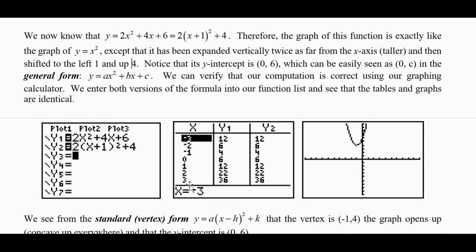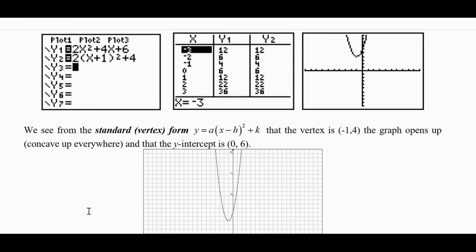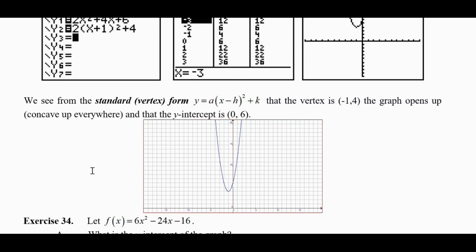We can check that we did it right by putting both versions in our calculator and making sure the tables match, and there's the graph. So (negative 1, 4) is the coordinate of that vertex right there. Here's a better looking graph. So you can see that. Here's another example. Why don't you try this one yourself?